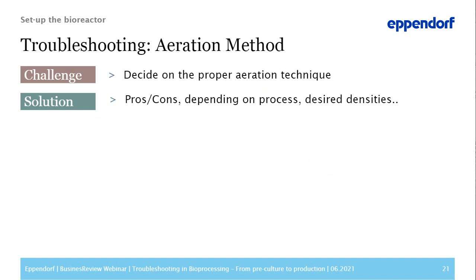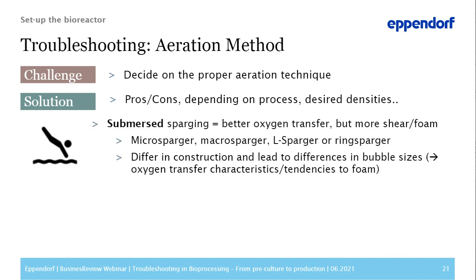So the next factor to look at is the aeration method. So how do you decide on an optimal aeration method for your culture? Now, the answer depends largely on your cell line or your process, whether you want to be using submerged gassing, which is basically adding gases to your culture so they form small bubbles in the liquid, which helps transfer the gas to the culture.